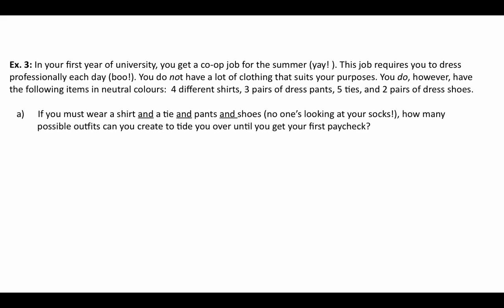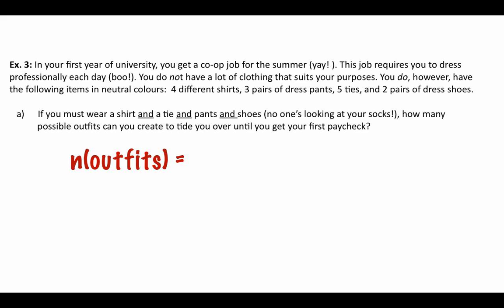All right, so we know that there's a shirt stage. You've got to choose from one of your 4 different shirts. Once you've chosen a shirt, you move to the pants stage. Then you move to the tie stage, and then you move to the shoes stage. So it's the same as we were looking at there. If you wanted to make a tree diagram, you could. You'd have your shirts, your pants, your ties, and your dress shoes, and you'd make your branches.